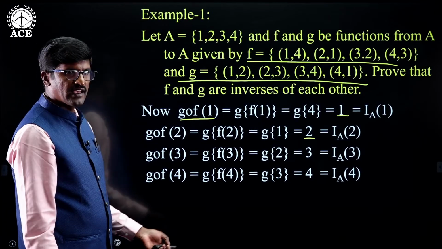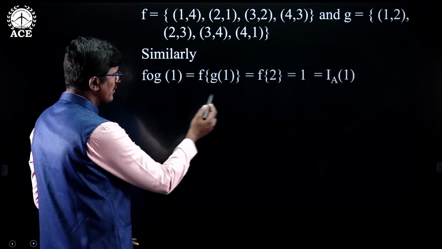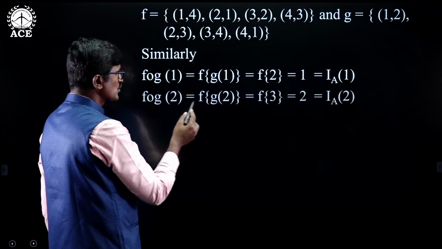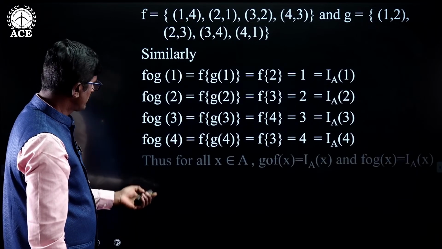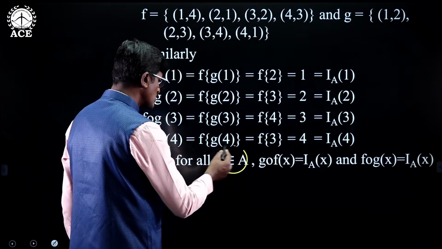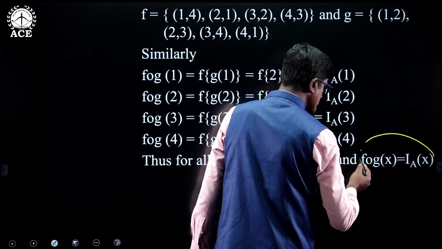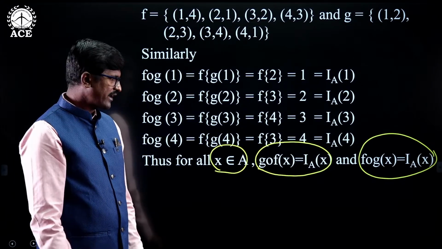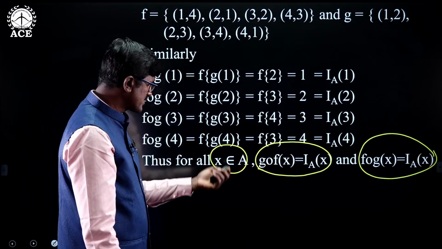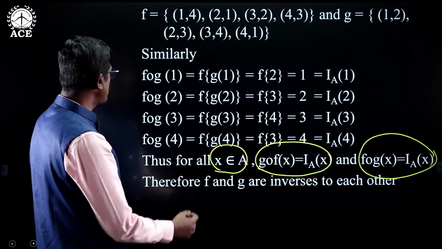That is, g circle f of a is equal to iA. Similarly, f circle g of 1 is 1, f circle g of 2 is 2, f circle g of 3 is 3, and f circle g of 4 is 4. Therefore, for all x belonging to A, g circle f of x is equal to iA of x and f circle g of x is equal to iB of x. That means g circle f and f circle g are identity functions. Therefore, f and g are inverses of each other. That means f is the inverse of g and g is the inverse of f.